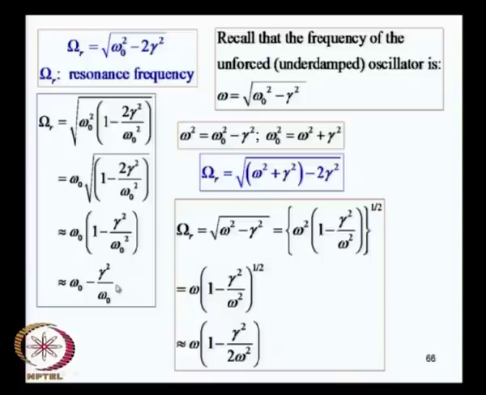Anyhow, you have got this omega r, and if you approximate the square root factor by the usual trick that we have been playing, then you have this form for the resonant frequency in terms of the damping and the frequency of the underdamped oscillator. So, this is the resonant frequency in terms of the damping coefficient and the natural frequency of the oscillator omega 0, and here is an expression for the resonant frequency in terms of the damping coefficient and the frequency of the underdamped oscillator. Okay, so you can write it in either one or the other form.